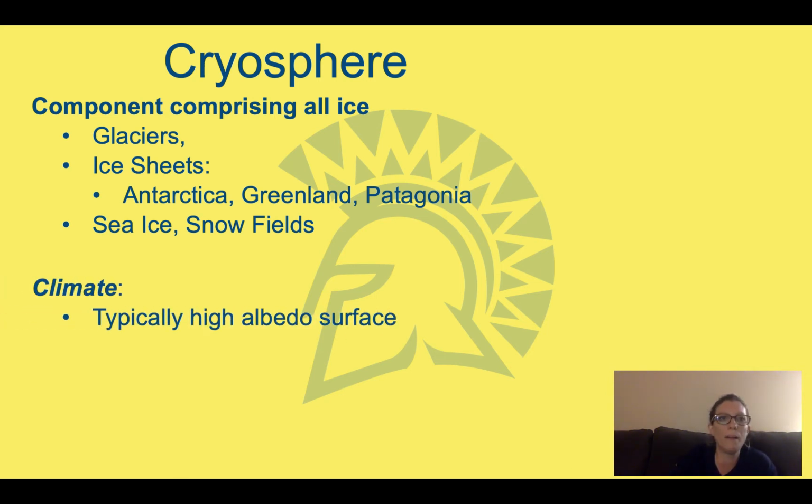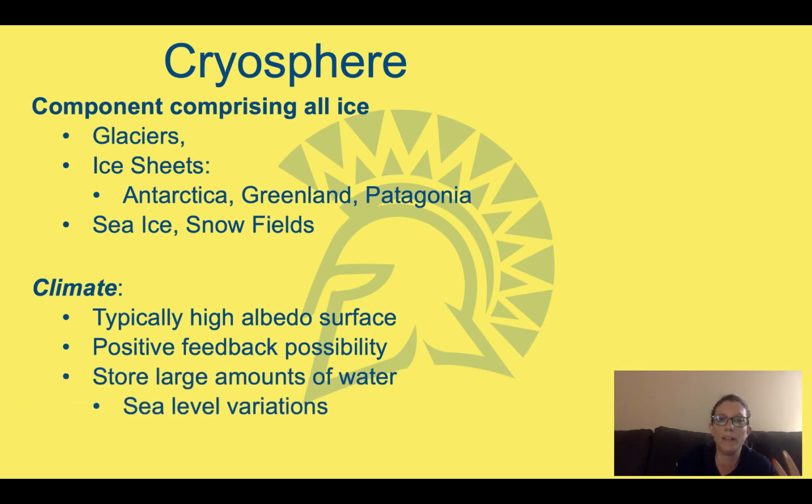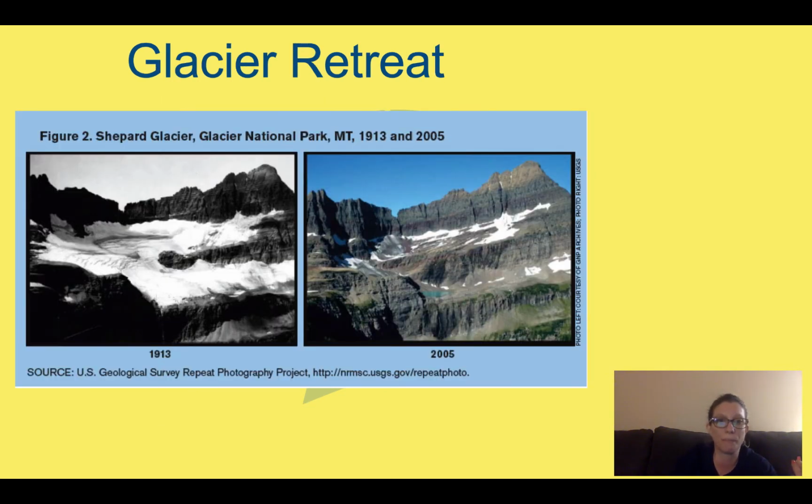Now, when we're talking about the cryosphere specifically with the climate, we talk about how it'll affect the albedo, how it affects the feedback systems. We just went through feedbacks last week. There's going to be a positive feedback associated with the cryosphere. And then it's going to store large amounts of water. And the sea level will vary based upon how much water it's going to store within it.